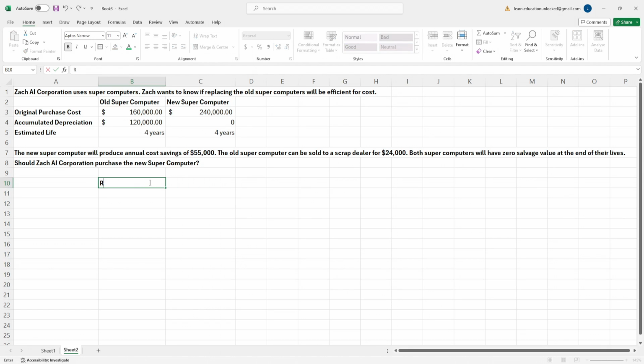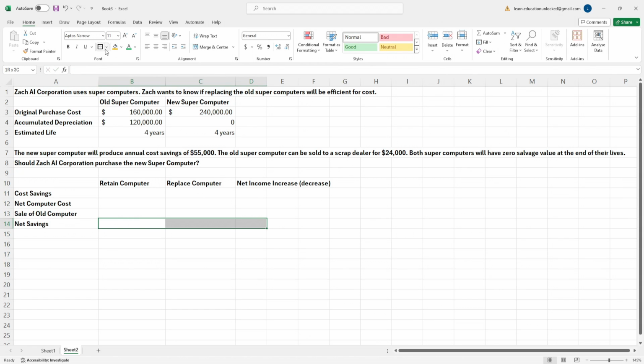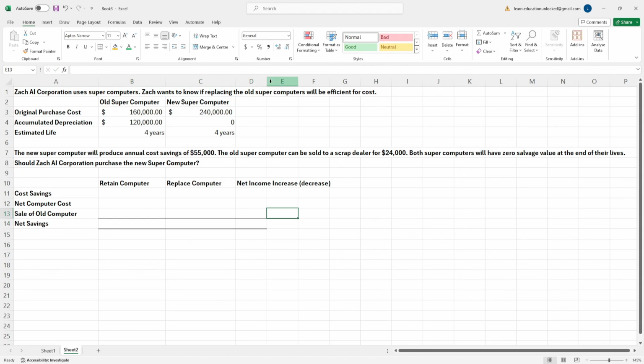So, the first thing we're going to do again is create our table. Let's retain the computer, or let's replace the computer. And then we'll have our net income increase or decrease. We have cost savings, new computer cost, and then sale of old computer. And then net savings, and I'll put a sum at the end here.